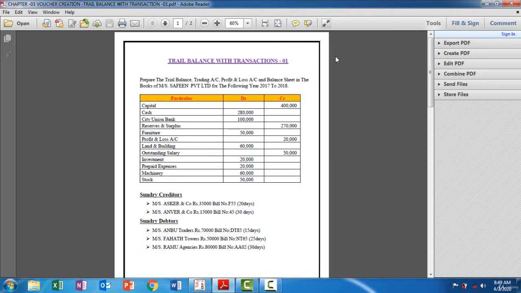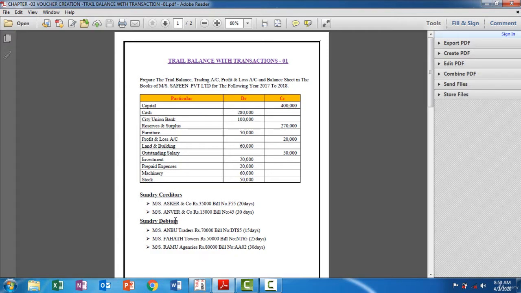Now we are going to look at the trial balance with the transaction example 1. So the question is, prepare the trial balance, a trading account, profit and loss account, balance sheet in the book of Safin Private Limited for the following year 2017 to 2018, and this is the opening balance, and this is the opening balance for the creditors.